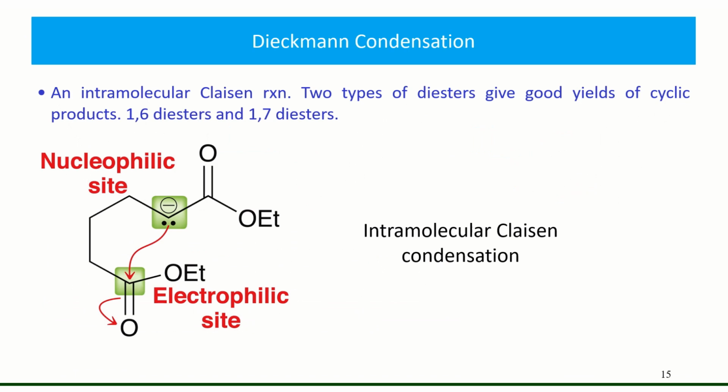Here we got the Dieckmann. The Dieckmann is kind of simple. Yeah, it occurs with 1,6 and 1,7 diesters. It is an intramolecular Claisen. So one part of our molecule becomes a nucleophilic portion, i.e. our enolate site. And the other part is, of course, electrophilic.